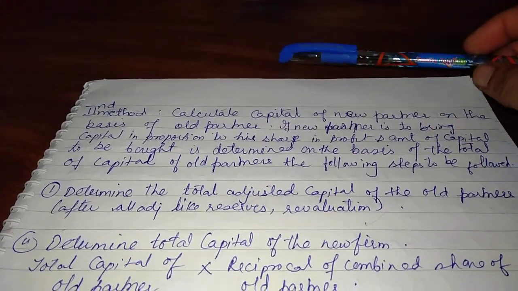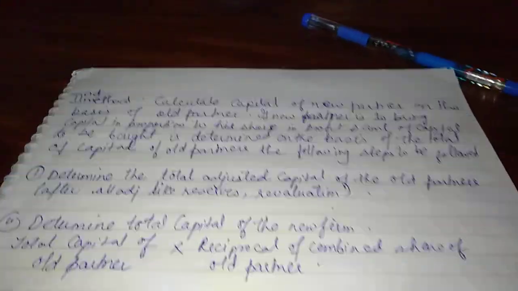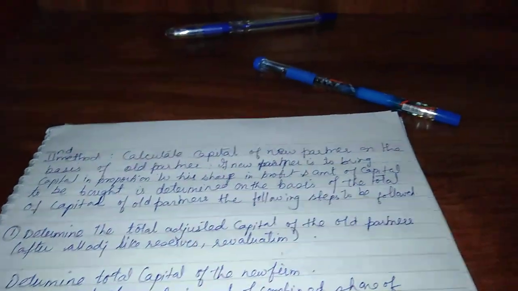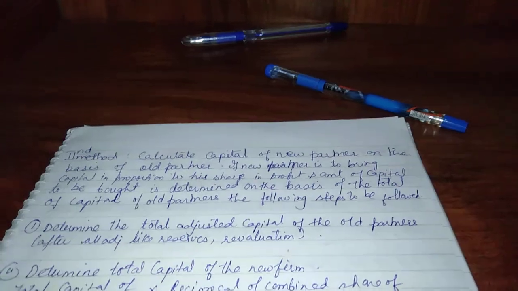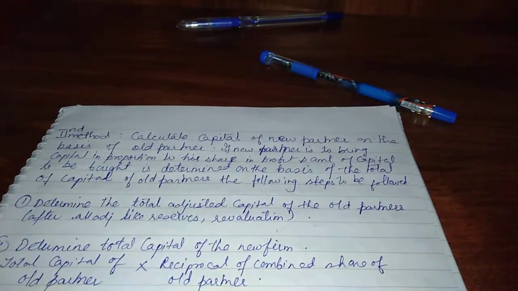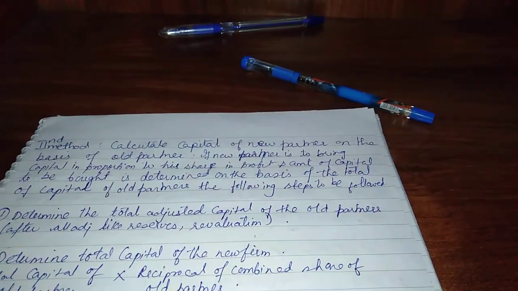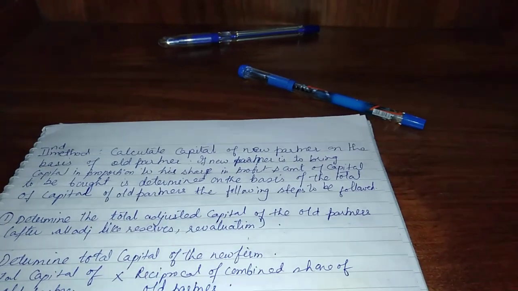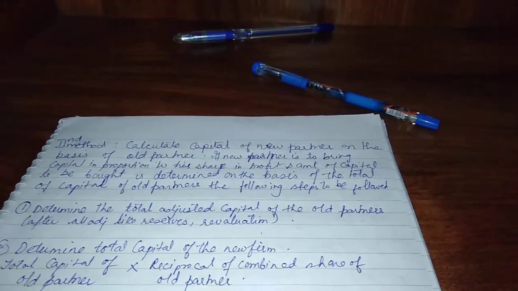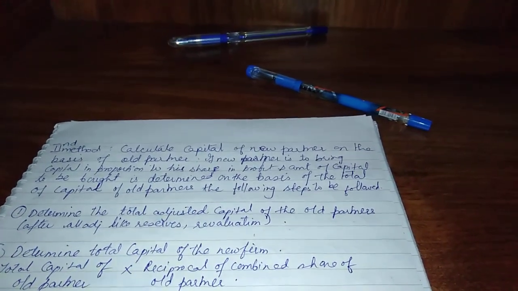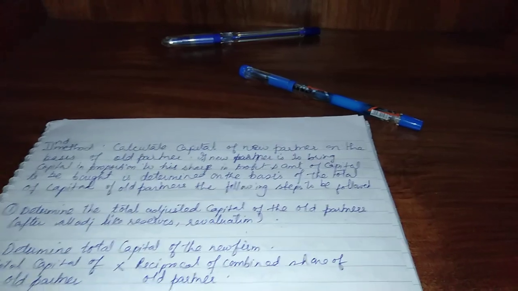Firstly, you have to see the total adjusted capital of the old partners. You have to calculate the adjusted capital of the old partners. How are you going to calculate it? Simple, you can prepare capital accounts. In this you will pass all the entries, and the balance you are going to get is your adjusted capital, like by balance brought down, by premium for goodwill, by reserves, to goodwill, to profit and loss debit balance.